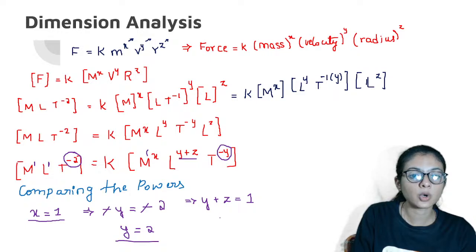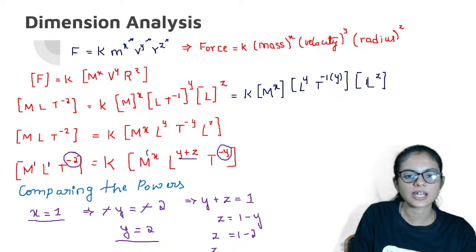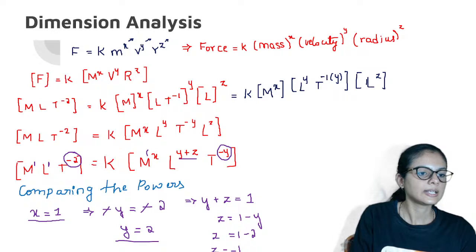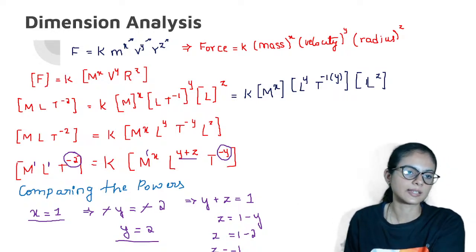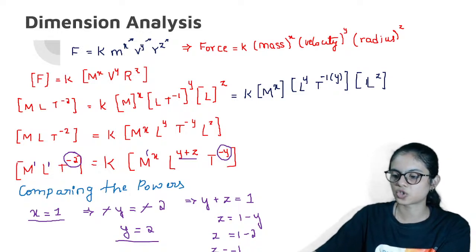Then if I want to find out the value of z now, z will be equal to 1 minus y. So 1 is here, y is 2. So what is the value of z? Z will be equal to minus 1. Is it clear? So this is the method of dimension analysis, how to analyze the dimensions.